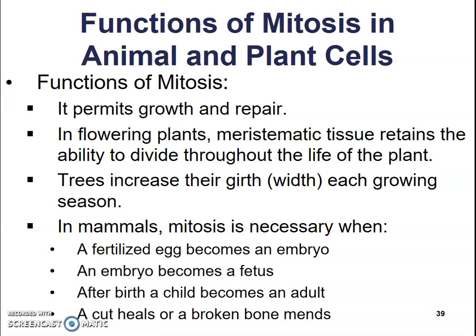In mammals, mitosis is necessary when a fertilized egg becomes an embryo, because we want to go from one individual cell to an organism that contains millions of cells. This is when an embryo becomes a fetus. After birth, a child becomes an adult, or when a cut heals or a broken bone mends. So new cells are added to damaged ones, or they're just increased to make the organism larger.